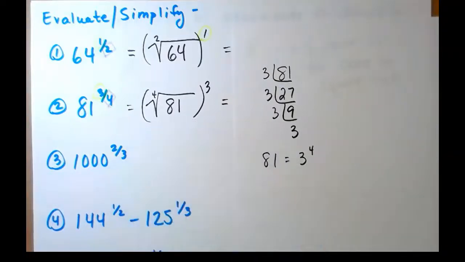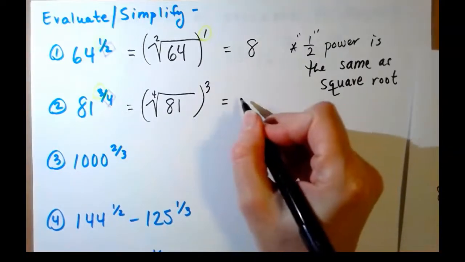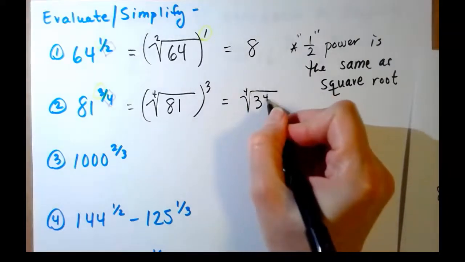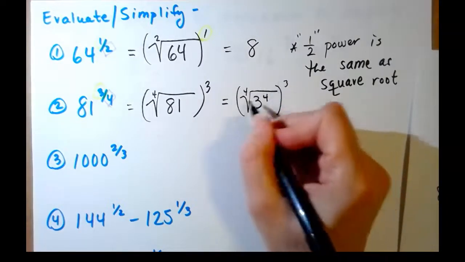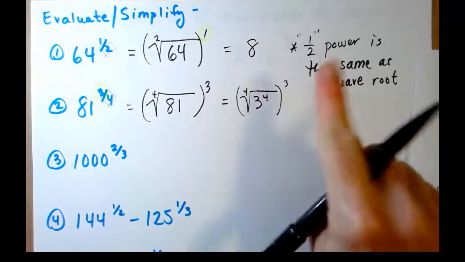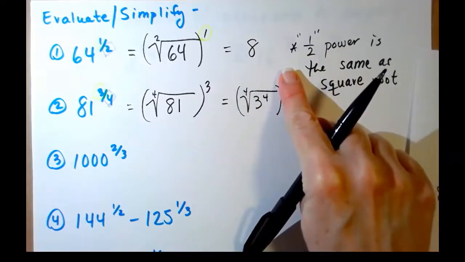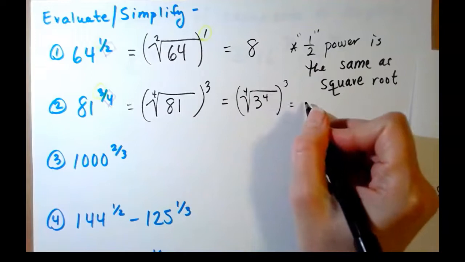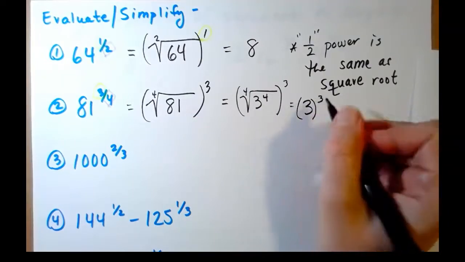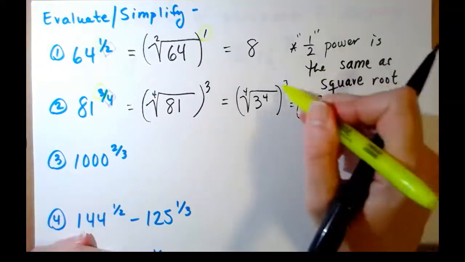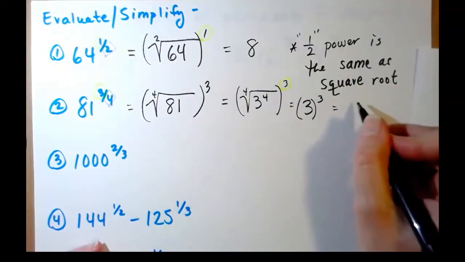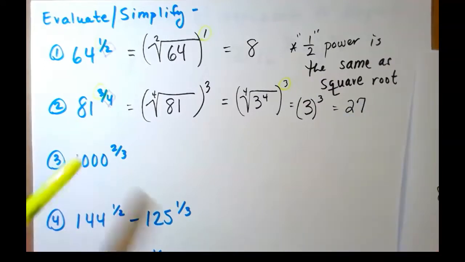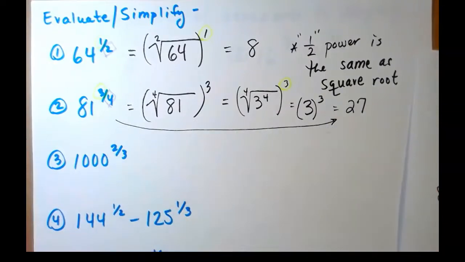If we replace that 81 with 3 to the 4th power underneath our radical sign, remembering that the radical sign is a grouping symbol, so we're going to do what's underneath first, and we're going to simplify here. 4 goes into 4 one whole time. So the 3 is going to pop out, and then we're still going to raise it to this 3rd power. 3 to the 3rd is 27. So 81 to the 3/4 power is going to evaluate all the way over to 27.